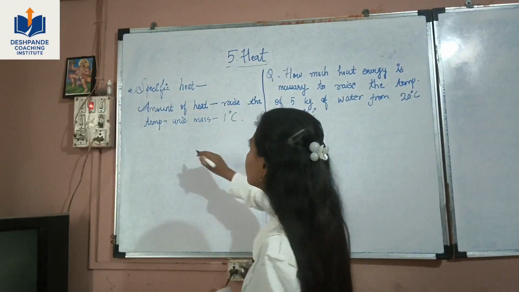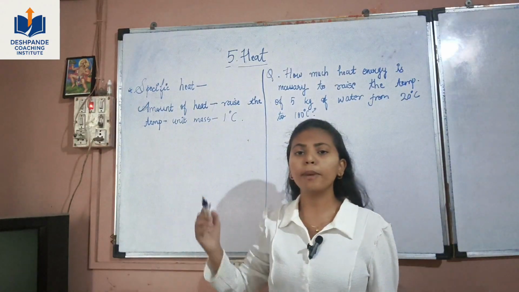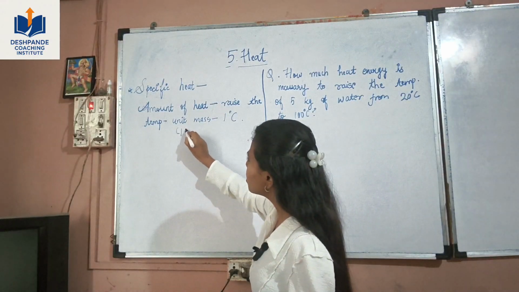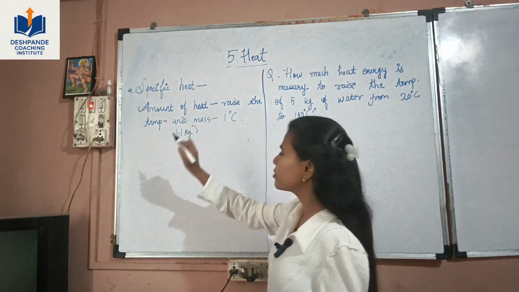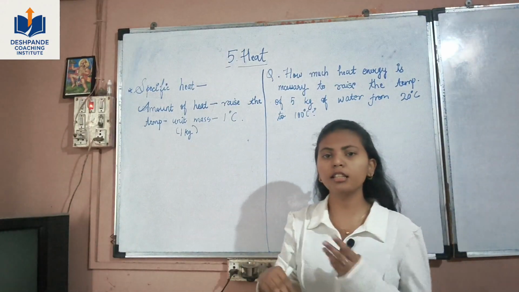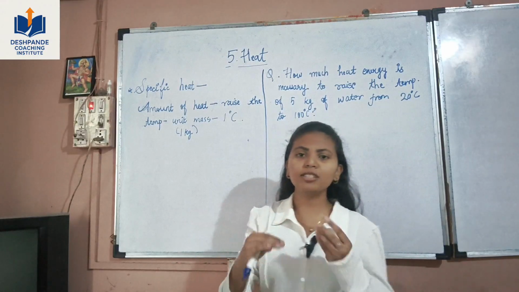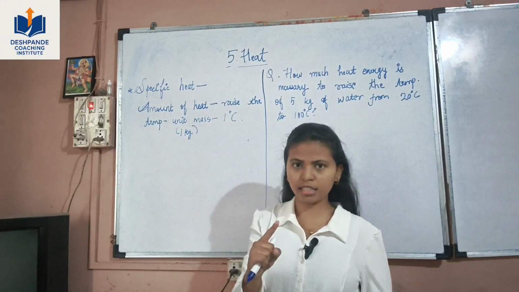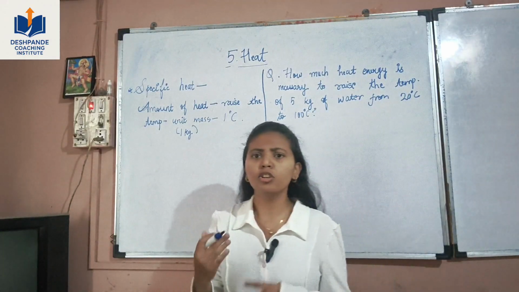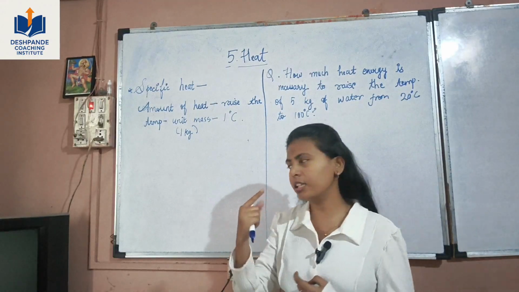Okay, so this is the definition. It is the amount of heat required to raise the temperature of unit mass of substance by a temperature of 1 degree Celsius. Unit mass means 1 kg mass. The definition of specific heat is written by taking into consideration that the mass of substance is 1 kg and the temperature raised is 1 degree Celsius. So the specific heat for each material is constant. For water, the specific heat is 1.